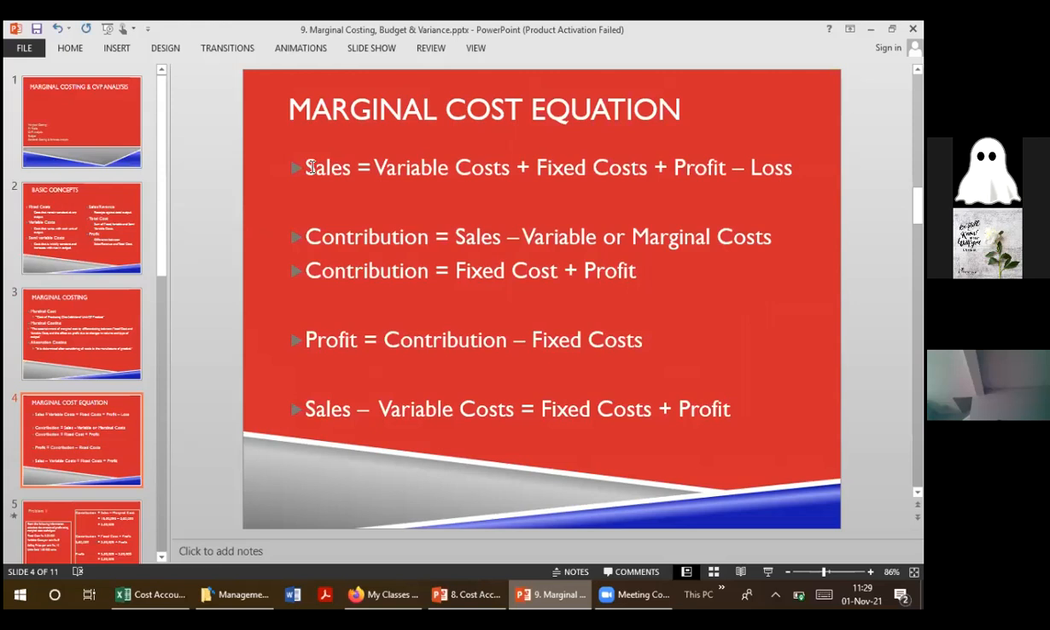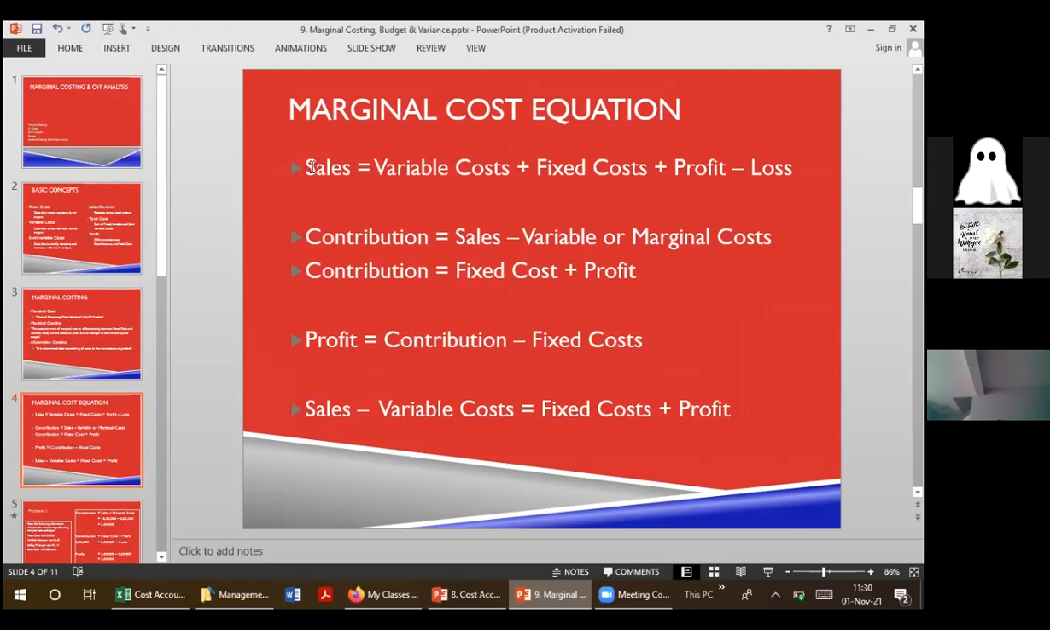Then what is contribution? Contribution means sales minus variable cost or marginal cost. So you have the sales as we have in any income statement. You have your sales. If you only deduct variable cost from that, what is left is contribution.